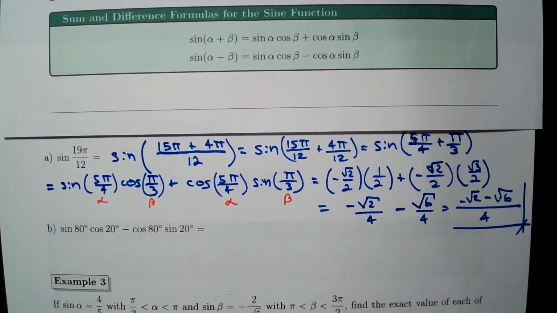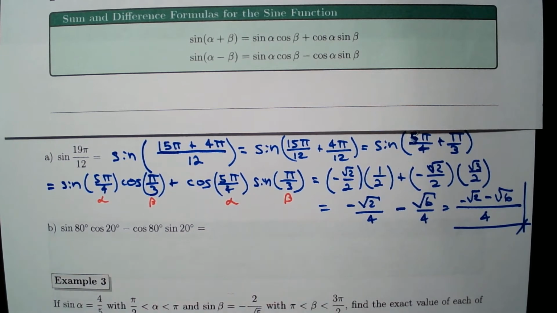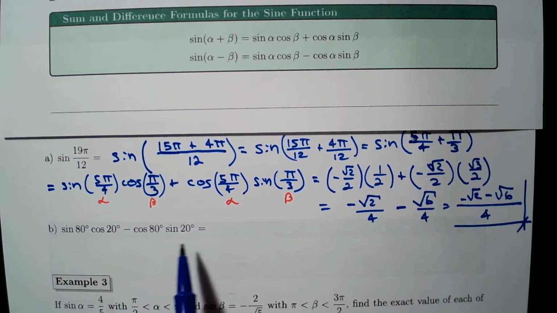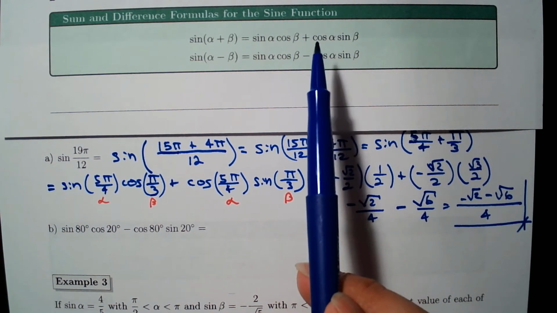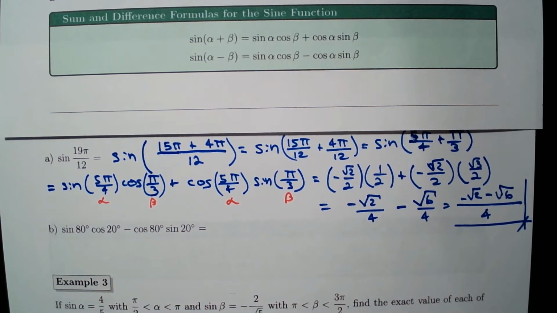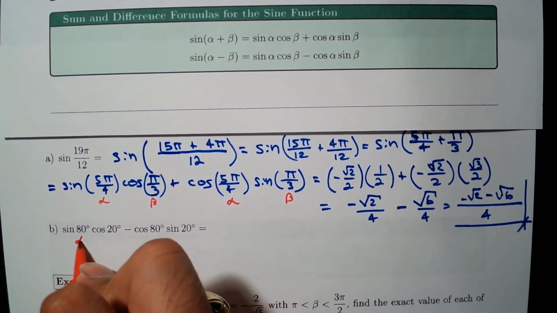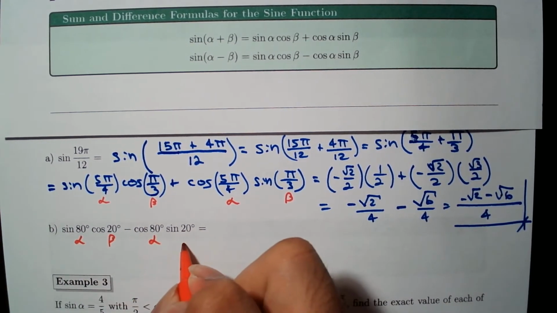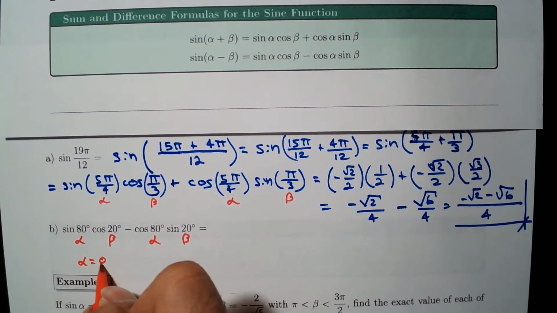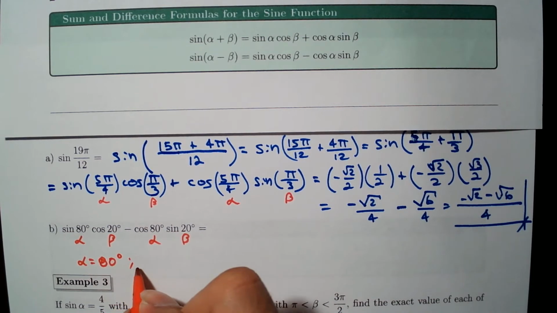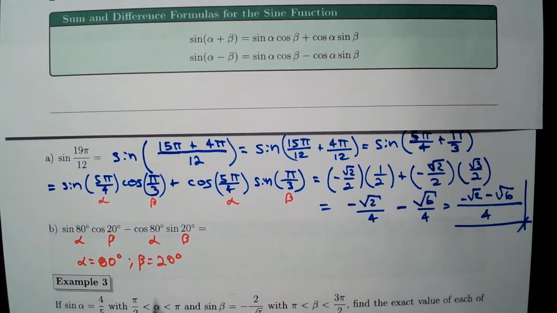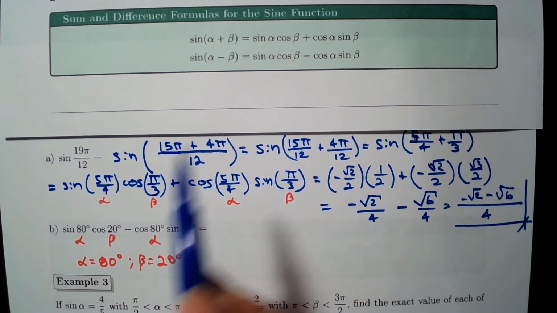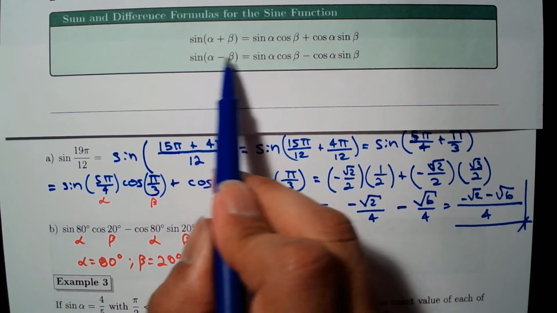All right, so for the next example, part B of this example 2, we are looking at the formula in a backwards form. So we're given something that looks like the right hand side, and we're going to combine it together. In this case this is alpha, this is beta. In other words, alpha equals 80 degrees and beta equals 20 degrees. Notice that we have the one with the minus sign. That means we need to do the minus.